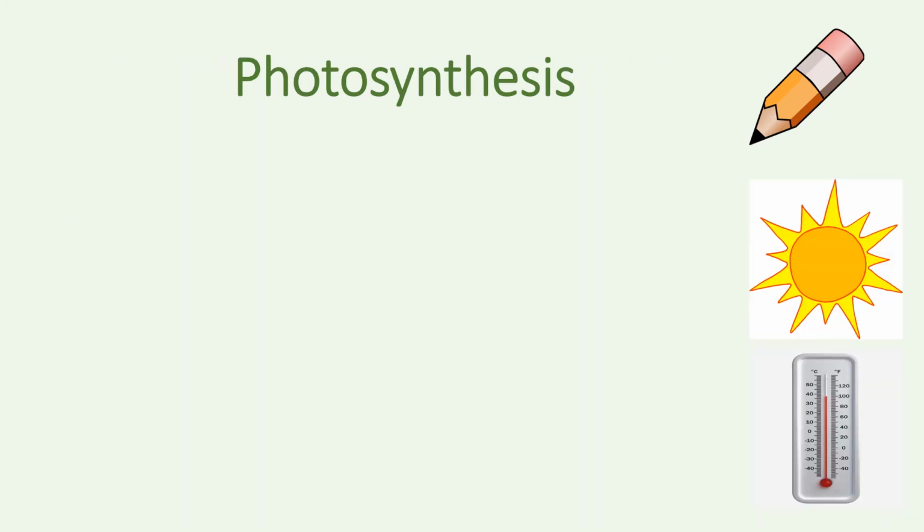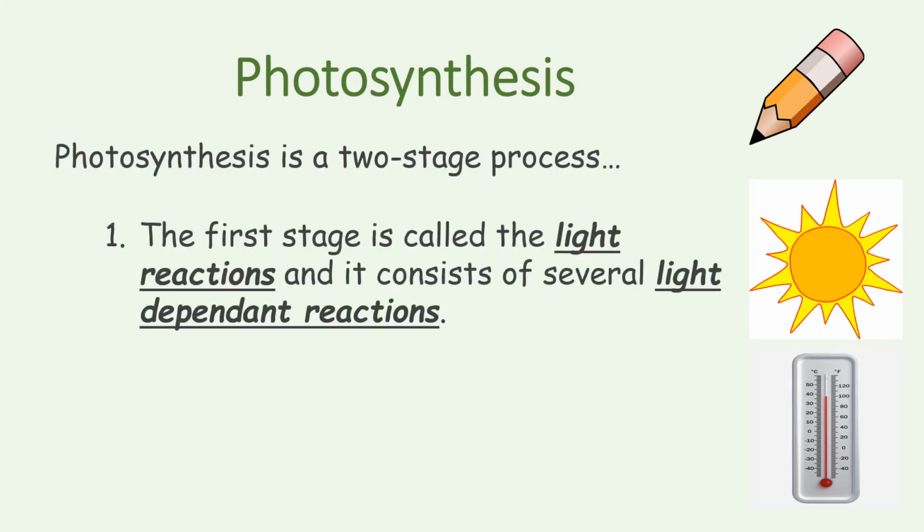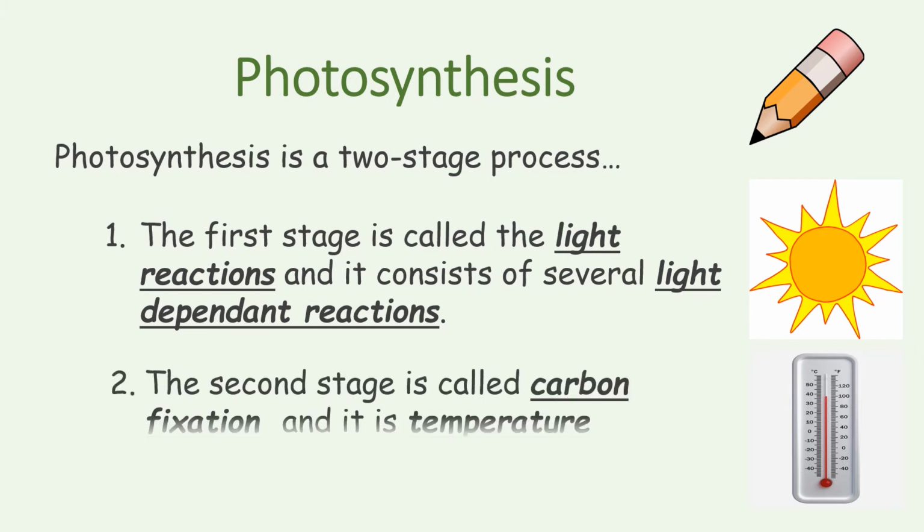You need to know the 2 stages of photosynthesis and what their names are. Photosynthesis is a 2-stage process. The first stage is called the light reactions and it consists of several light-dependent reactions. The second stage is called carbon fixation and it is temperature dependent. Make sure you know this before you move on to the next part of the video. Let's look at each stage in more detail.